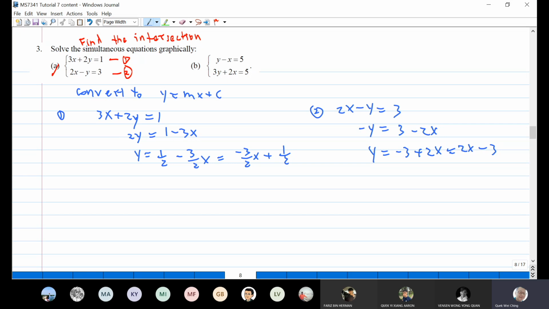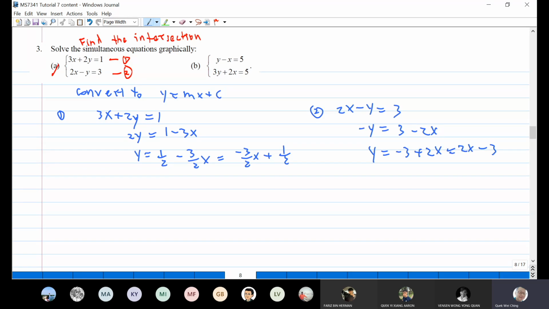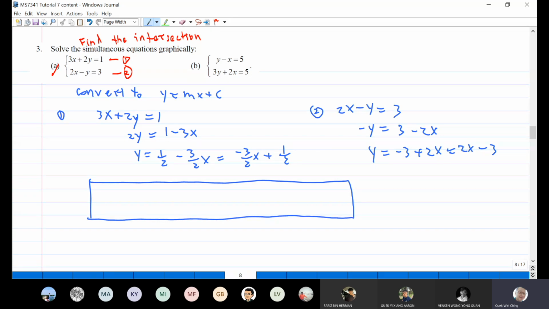So let's see, I have a graph paper here. No, I don't have graph paper here. Then I do some table first. So I make a table first. I need at least 3 points. Why do I need 3 points here? Basically, to draw a straight line, you need 2 points only. So I need 3 points because I want to make sure that I already got a straight line.